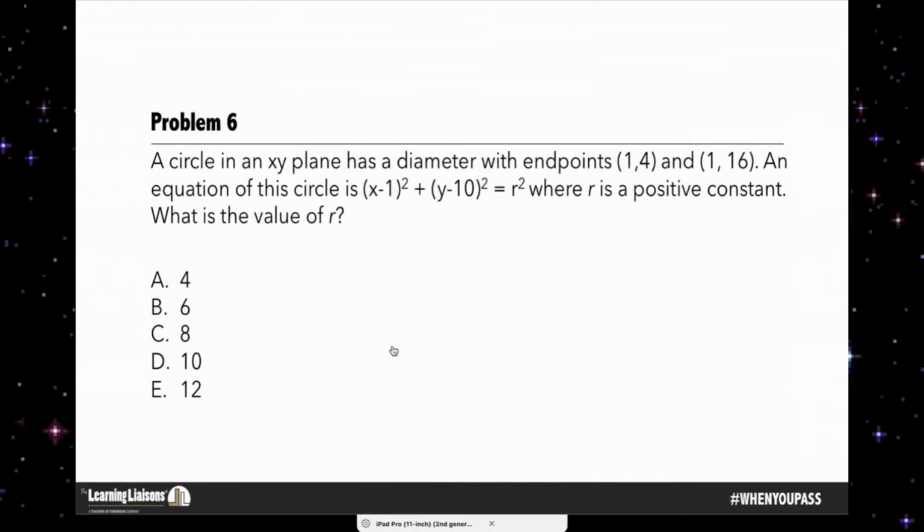A circle in an XY plane has a diameter with endpoints (1, 4) and (1, 16). An equation of this circle is (x minus 1) squared plus (y minus 10) squared equals r squared, where r is a positive constant. What is the value of r?